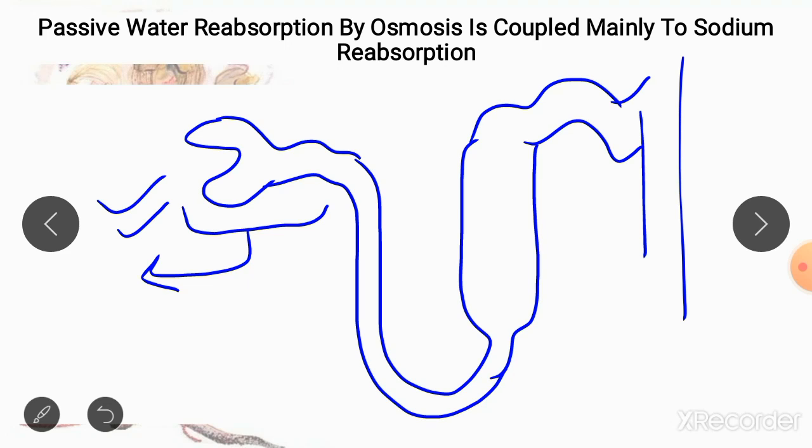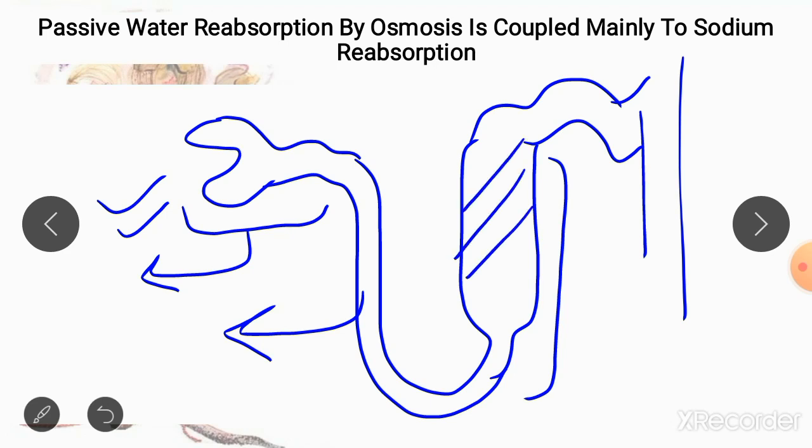Then comes the loop of Henle. First we have the descending limb, and then we have the ascending limb. The permeability of the descending limb is very high. It is very permeable to water, but the ascending limb, sorry, is impermeable to water no matter what. So the ascending thin limb and the ascending thick limb of the loop of Henle are absolutely impermeable to water, and water cannot be reabsorbed from these parts.